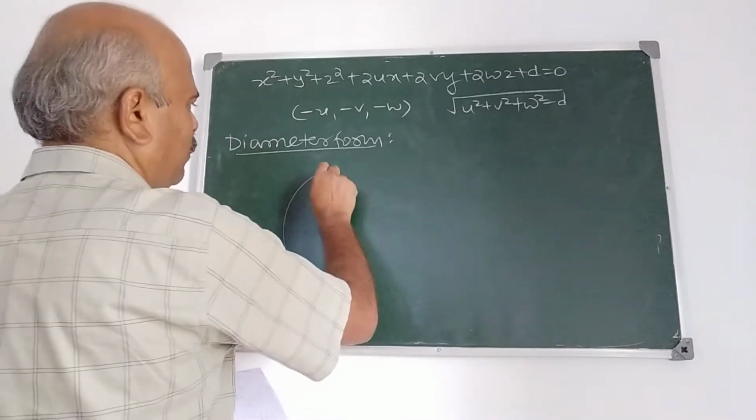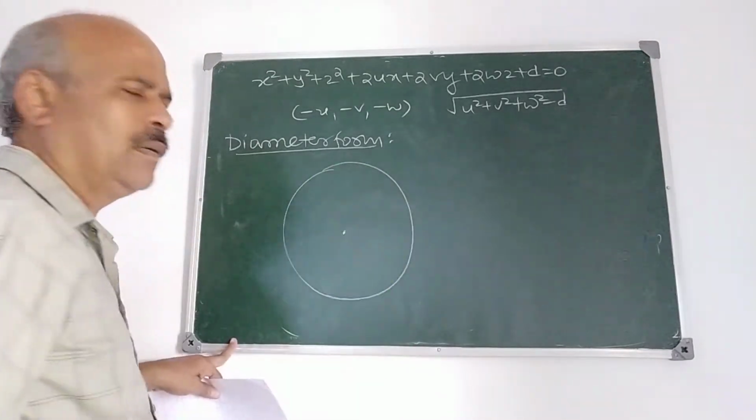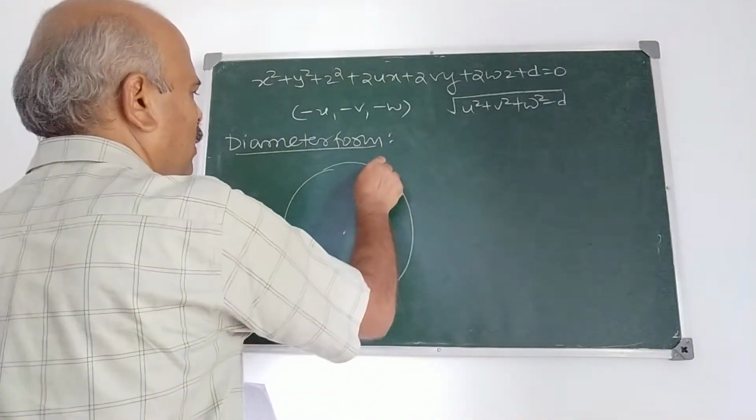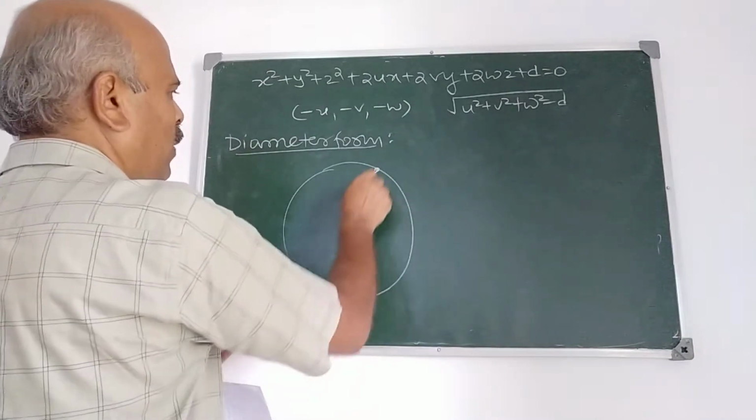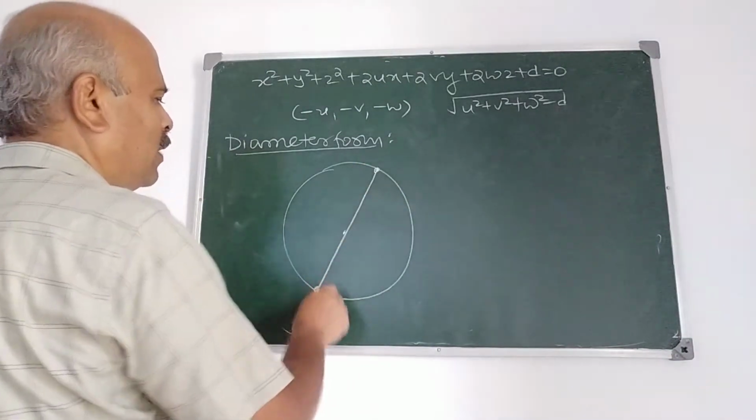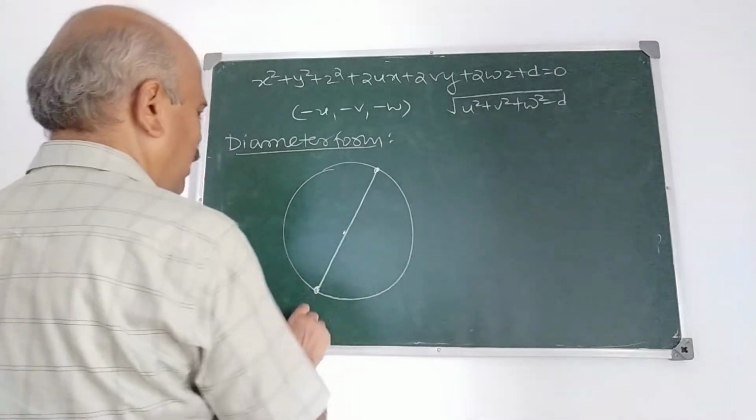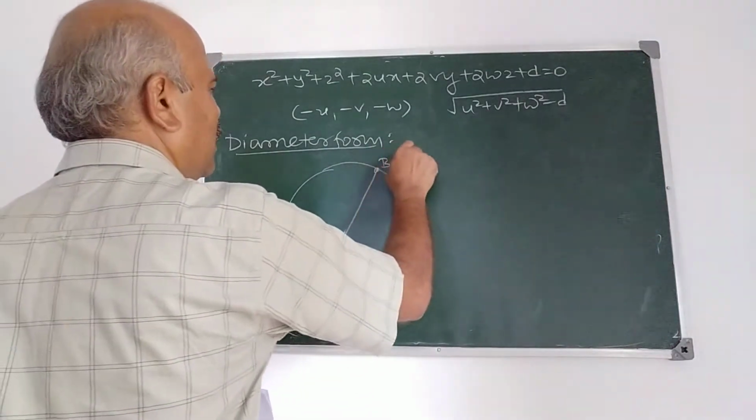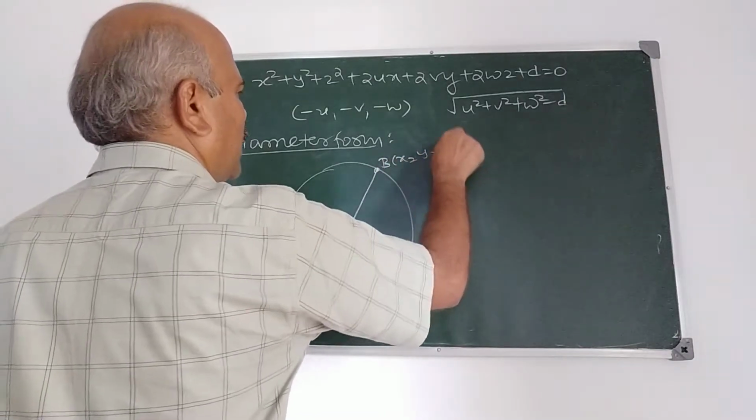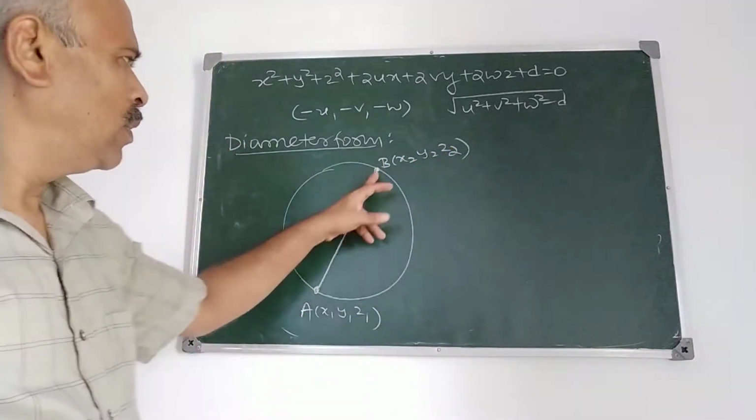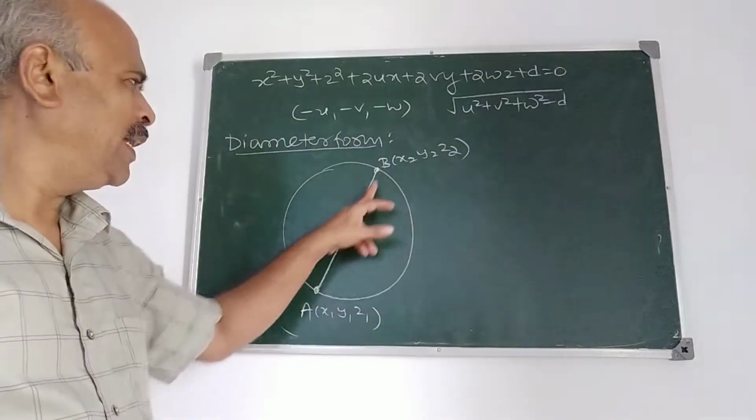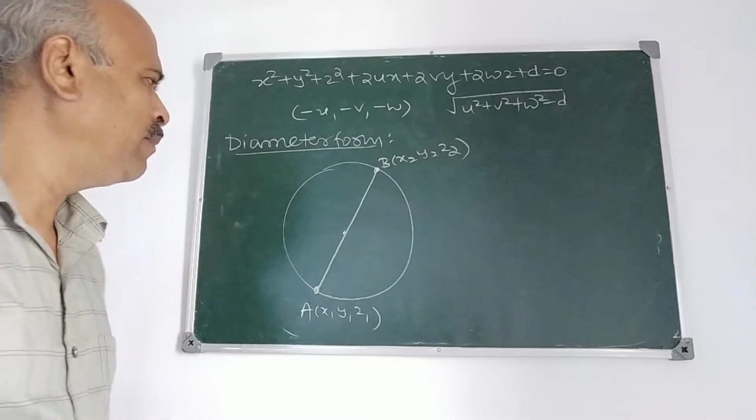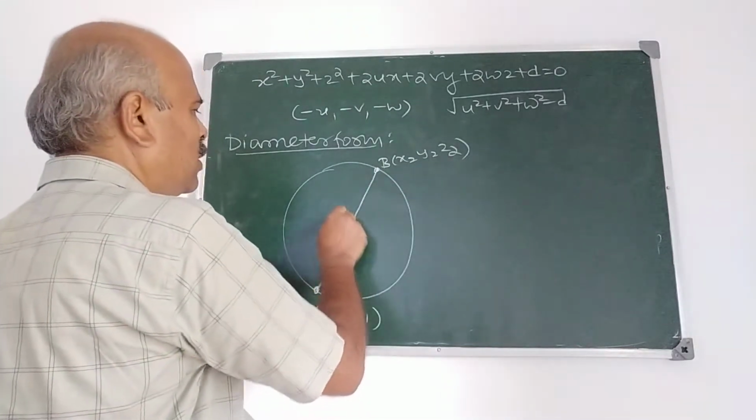Suppose this is a sphere, and the extremities of one diameter are given. Suppose A is (x1, y1, z1) and B is (x2, y2, z2). That means the ends of one diameter are given. You have to find out the equation of this sphere.